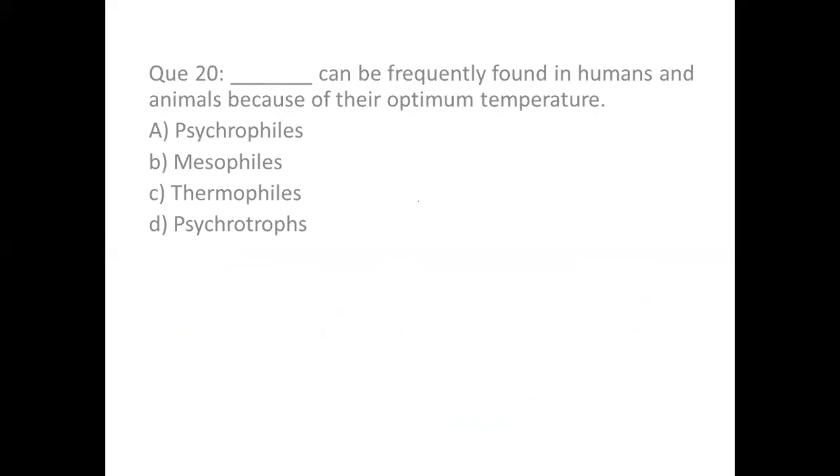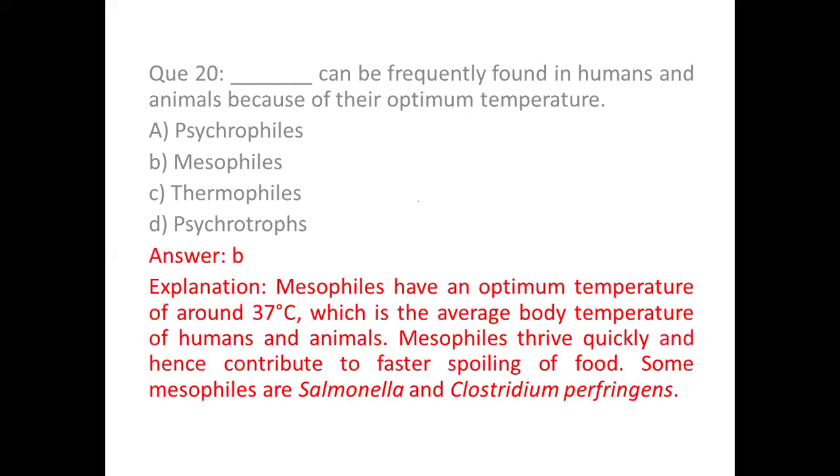So, last question, question number 20. Dash can be frequently found in humans and animals because of their optimal temperature. And the options are A, psychrophiles, option B, mesophiles, option C, thermophiles, and option D, psychrotrophs. And the correct answer to this question is option B, mesophiles.